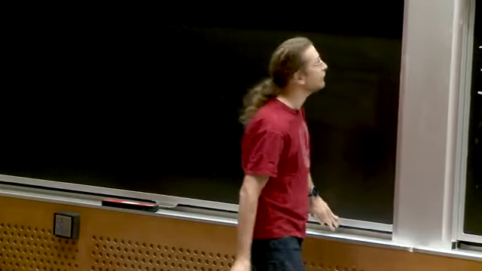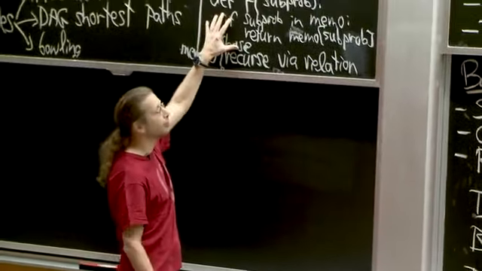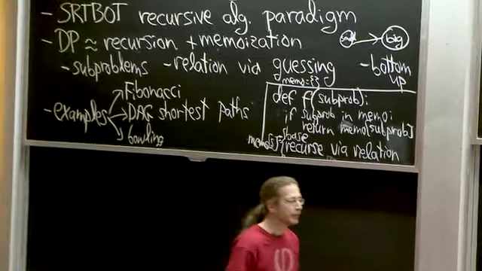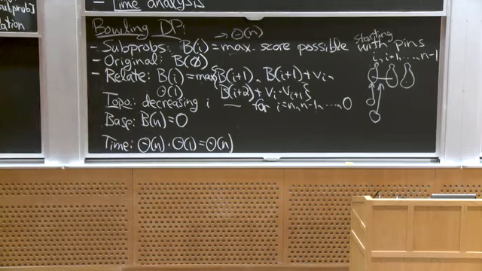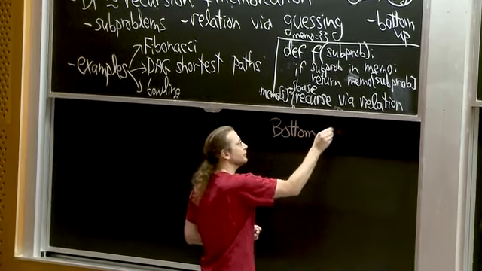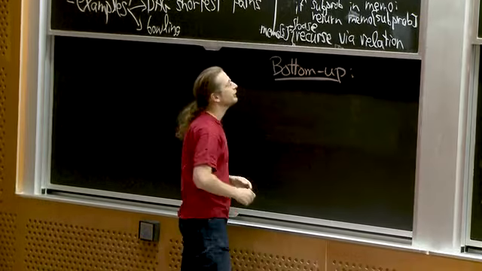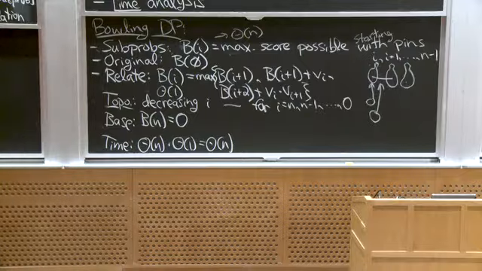OK, so this is it. We just take these components, plug them into this recursive memoized algorithm, and we have a linear time algorithm. I want to briefly mention a different way you could plug together those pieces, which is called bottom-up DP, which is, let's do it for this example.